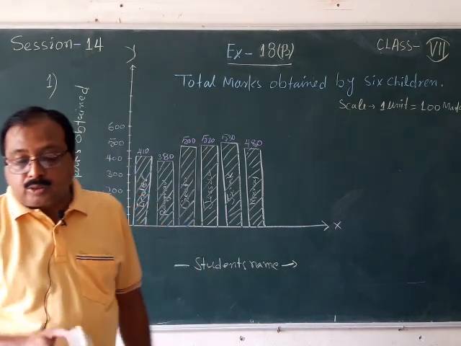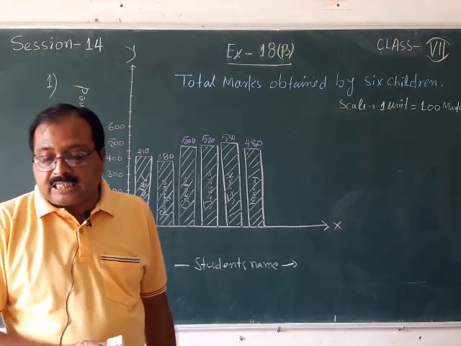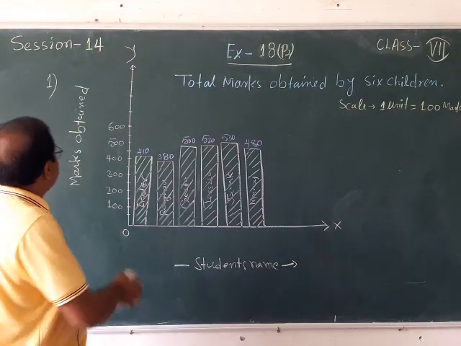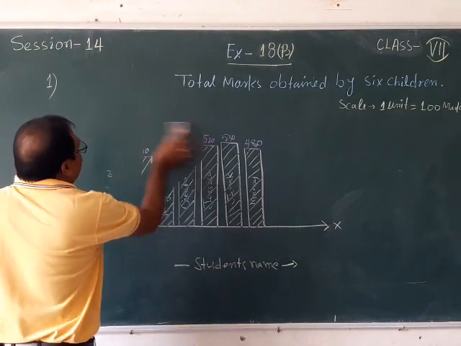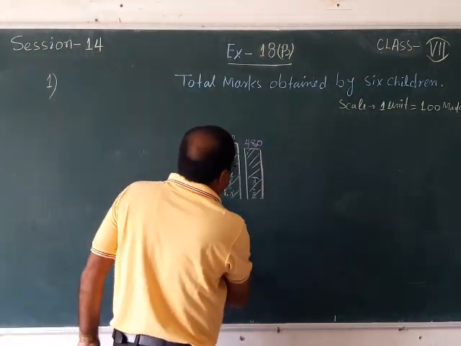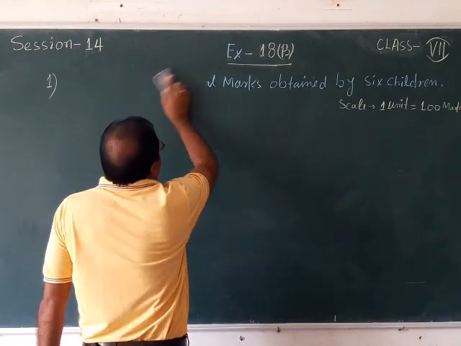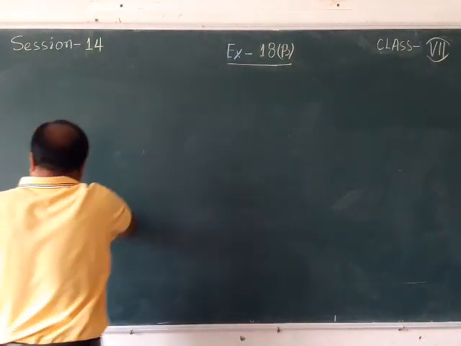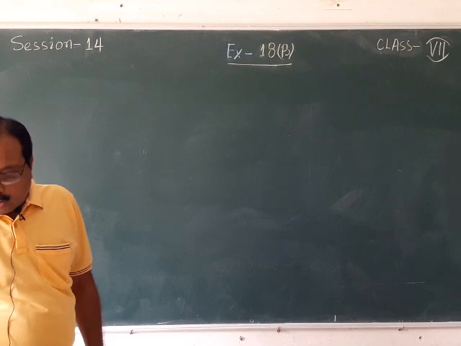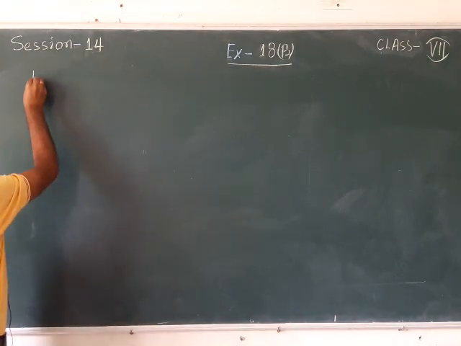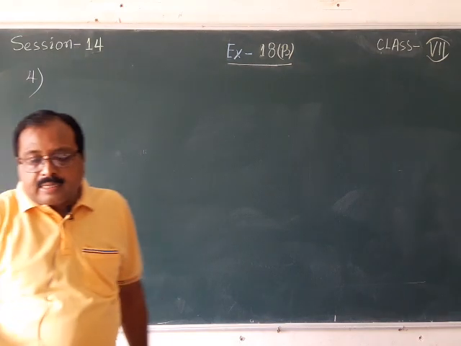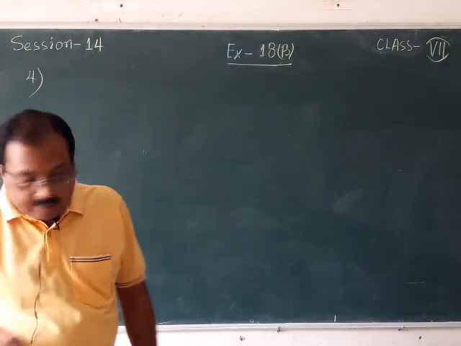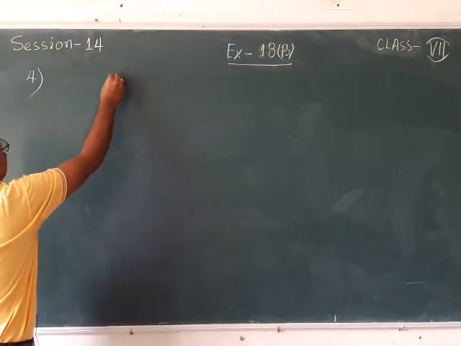This is all about drawing the graph. Following are the maximum and the minimum temperature of Mumbai in a week. Draw a double bar graph. This time I am going to take question number 4. So in question number 4, there are maximum and minimum temperatures of Mumbai in a week. So let me start the bar graph.